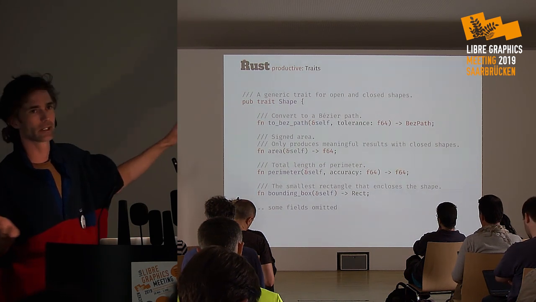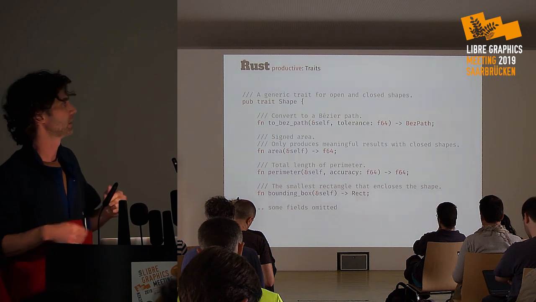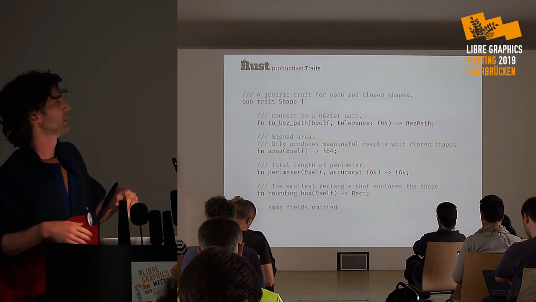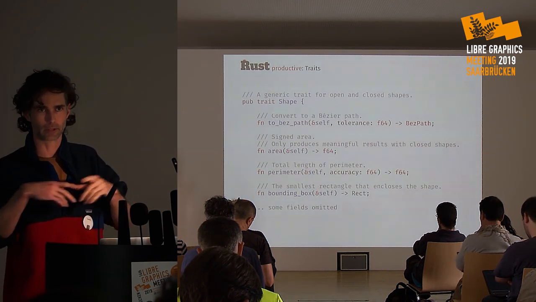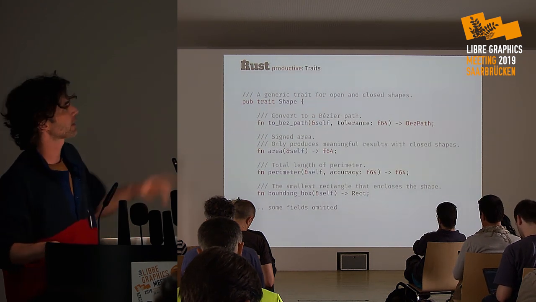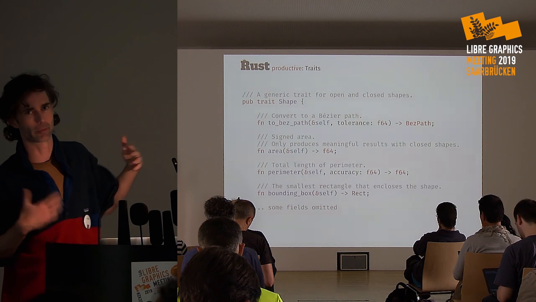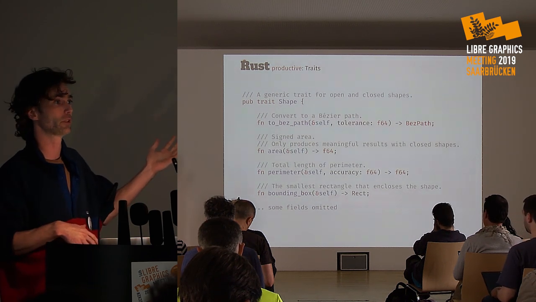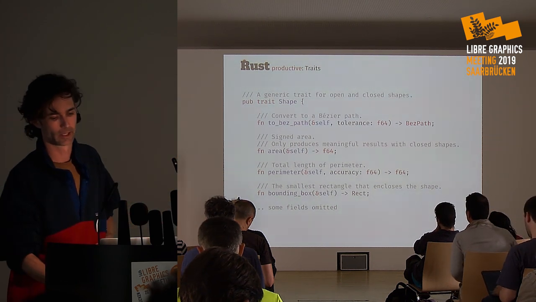Well, it's got some area. It encloses some area. It has a perimeter. It has a bounding box, which is the smallest rectangle that can enclose all of its points. It has up here at the top, this is sort of an implementation-y thing, but it has this ability to be turned into a path, so you can draw it.